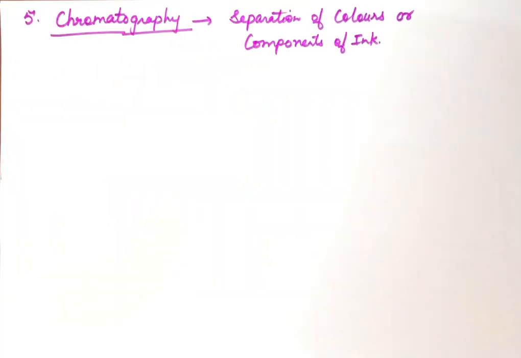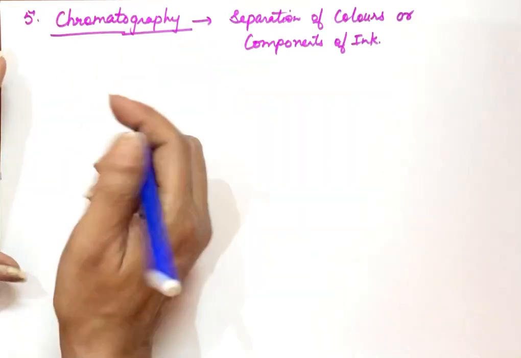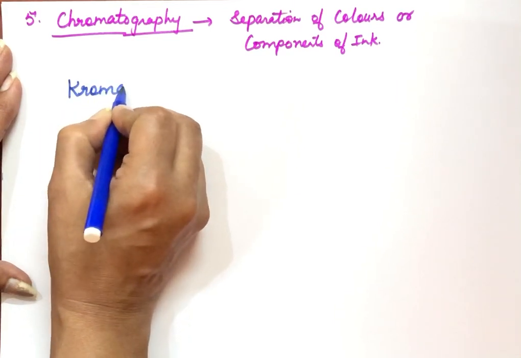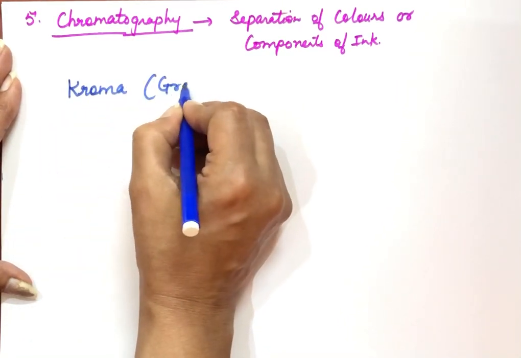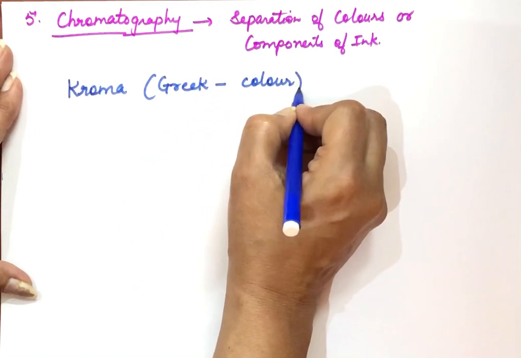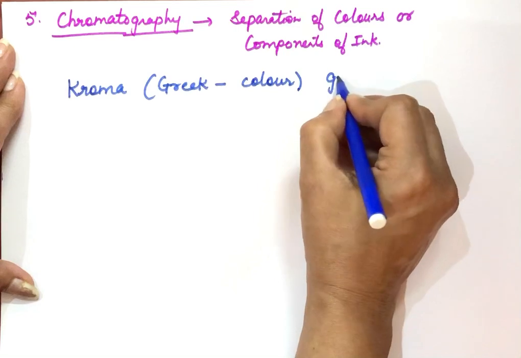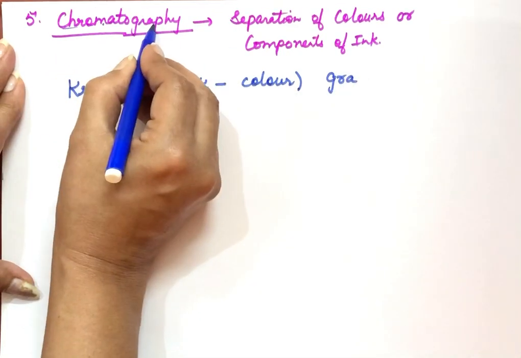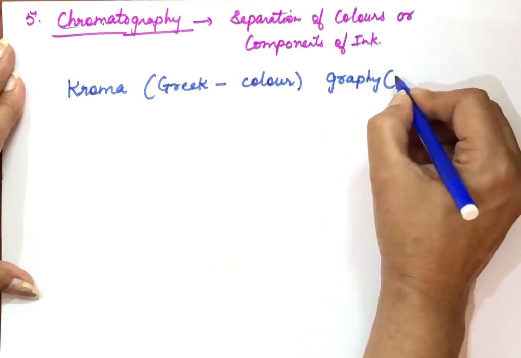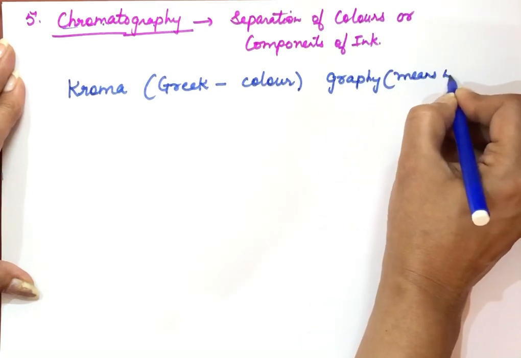The chromatography method. First of all, chromatography is from the word chroma. In Greek, chroma means color. And graphy means writing.